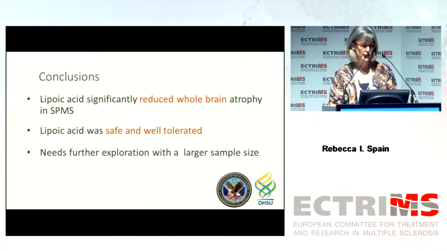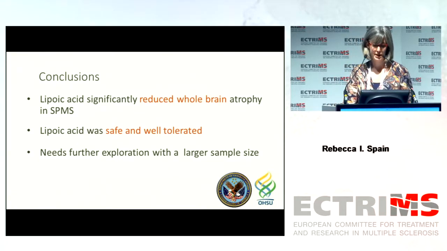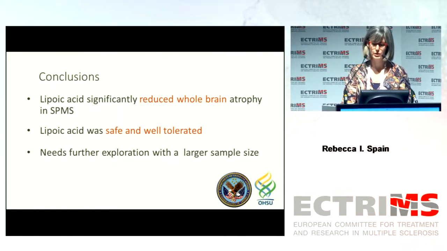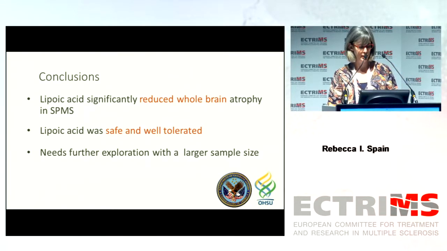The conclusions of this pilot randomized controlled trial are that daily oral intake of 1,200 milligrams racemic lipoic acid significantly reduced whole brain atrophy rates in secondary progressive MS, and that lipoic acid was overall safe and well tolerated. These results need further exploration with a larger sample size to clarify the effect size of lipoic acid, to determine the clinical benefits associated with reduction in brain atrophy, and to explore the mechanisms of action of lipoic acid in progressive MS.